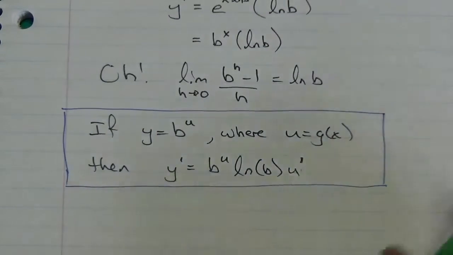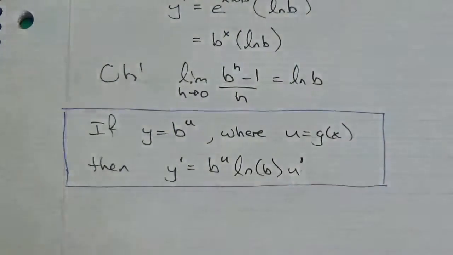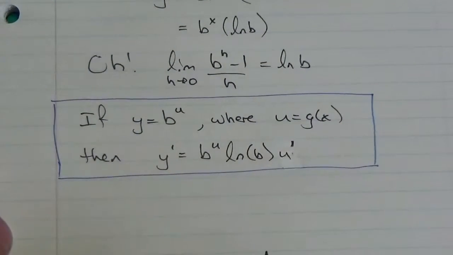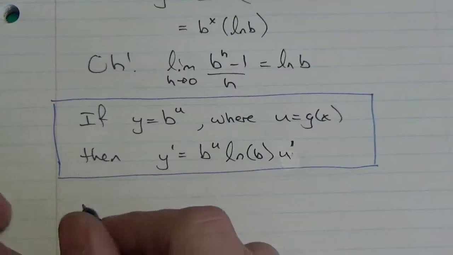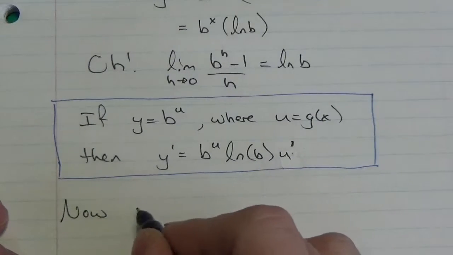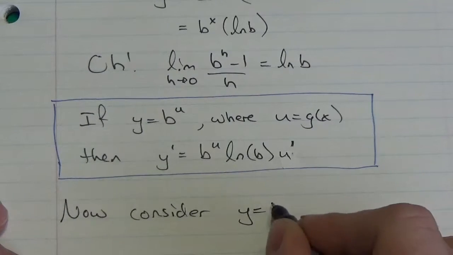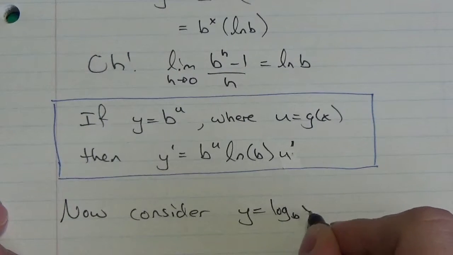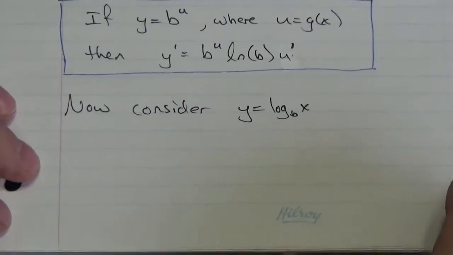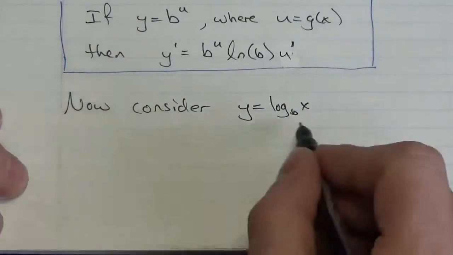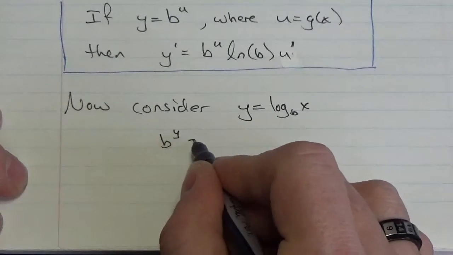Now, before we get into some examples where we do this, I tell you what, let's quickly take the derivative of a logarithmic function where the base is something other than e. So now, consider y equals the log base b of x. Well, what I might do here, like I did before, is convert this to its exponential form. So that's going to be b to the y equals x.